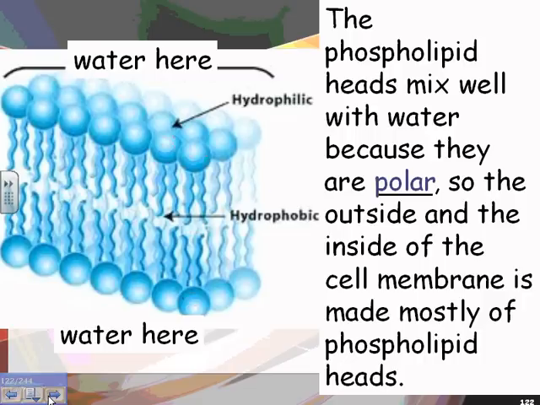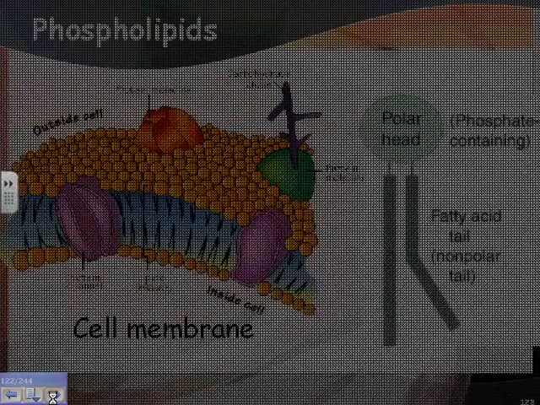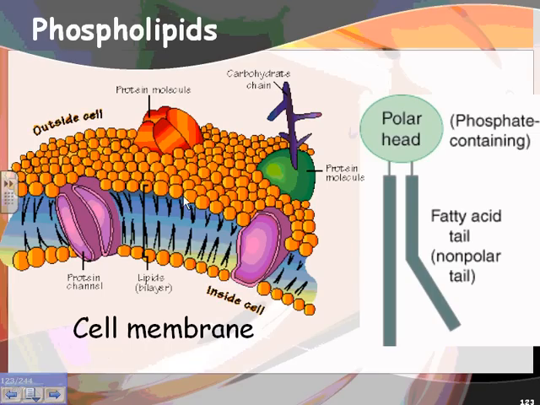So the outside and the inside of the cell membrane is made mostly of phospholipid heads, with the tails stuck right on the inside of the membrane. And this is actually what a cell membrane looks like, a little bit closer to what it really looks like. So here are the phospholipid molecules. It's called a bilayer because there are two layers, so bi is for two. But there are proteins stuck in here.